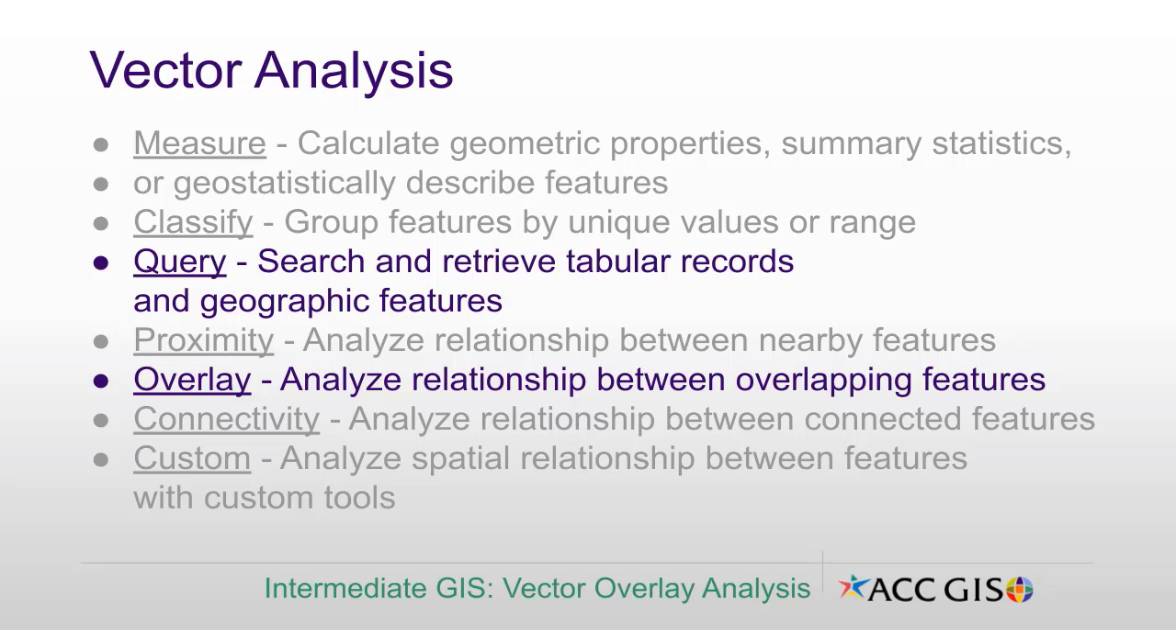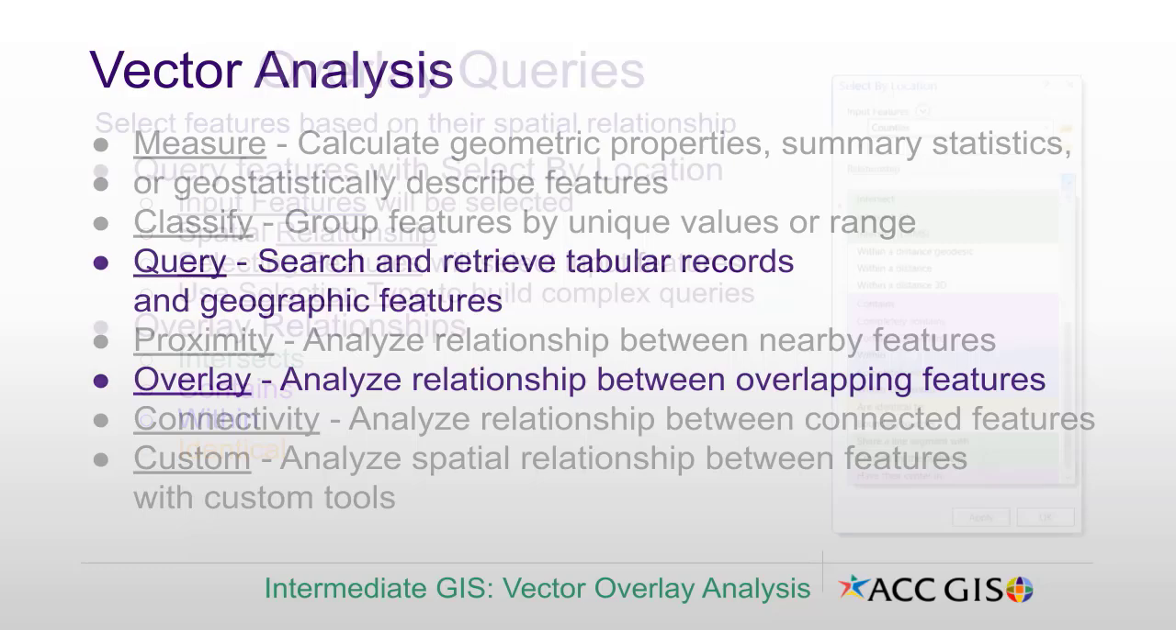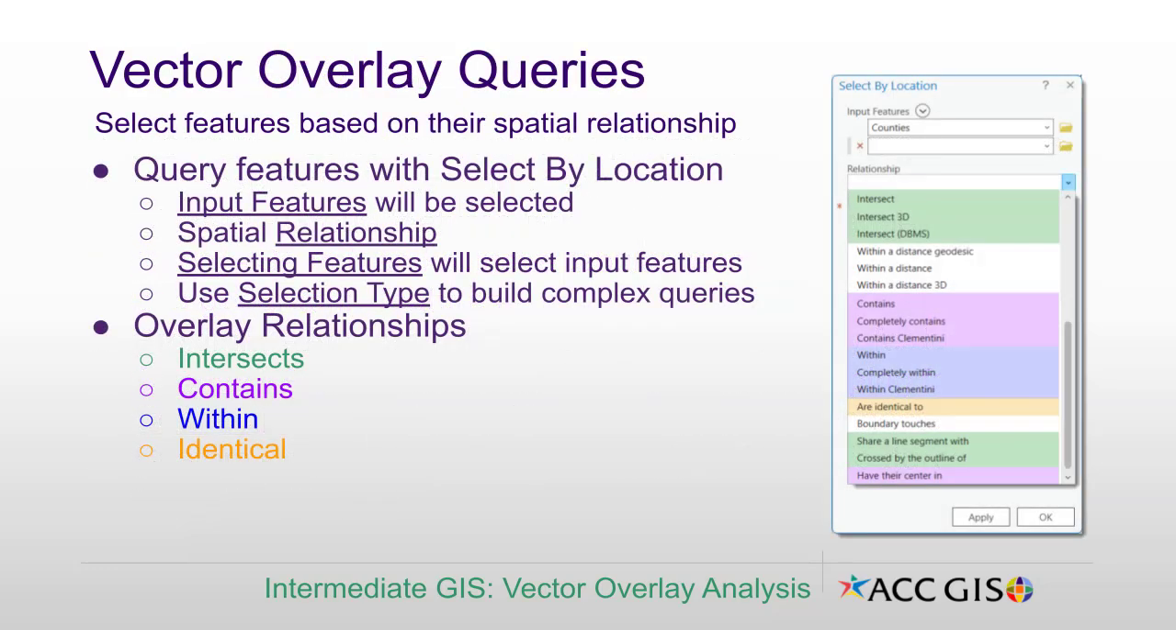This week, we'll focus on vector overlay queries and analysis, where we'll query and analyze relationships between overlapping features. Let's begin with vector overlay queries, where we select features based on their spatial relationship using the Select by Location geoprocessing tool in ArcGIS Pro.